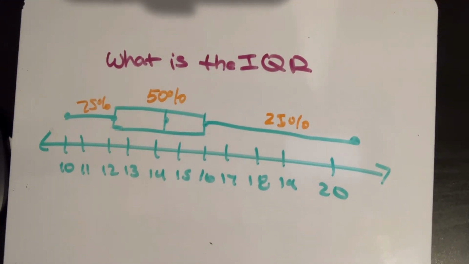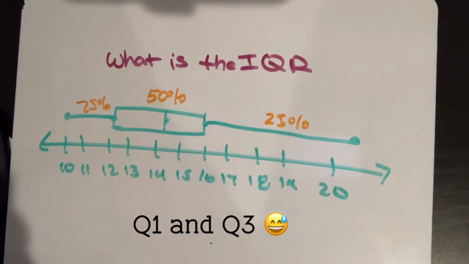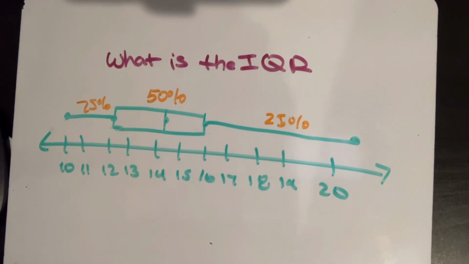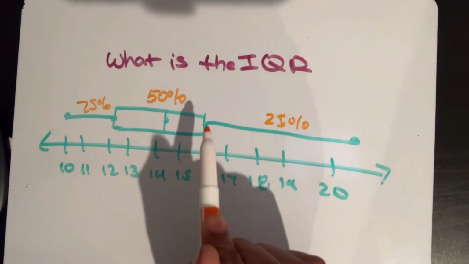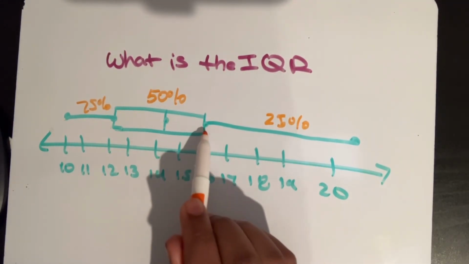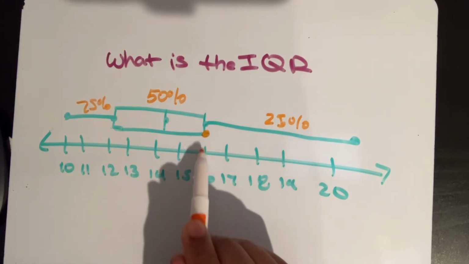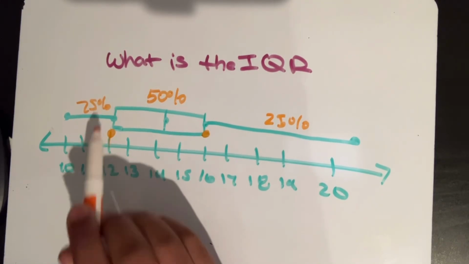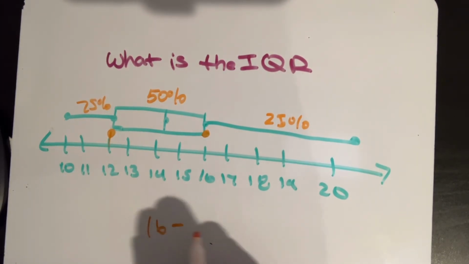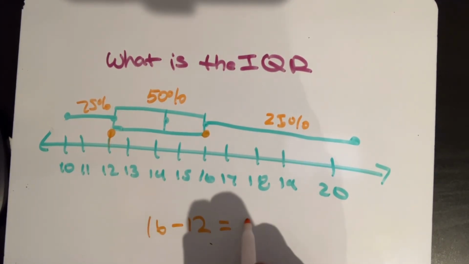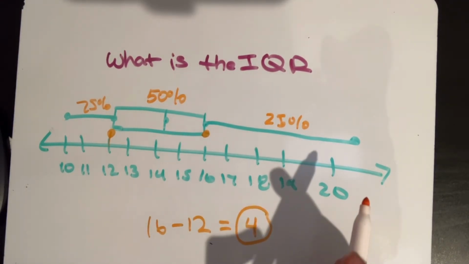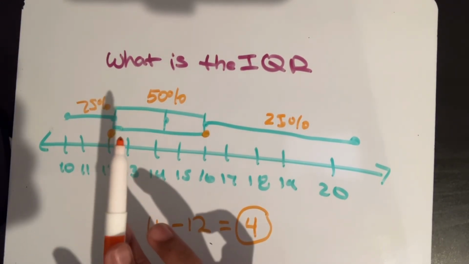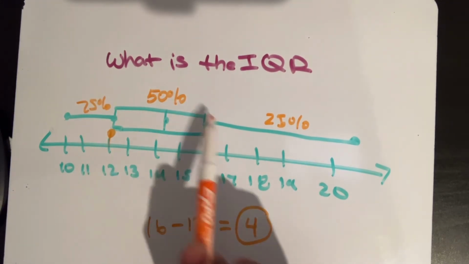Well, we learned briefly at the beginning of the video that the IQR is the difference between quartile 1 and quartile 3. So, we're going to subtract 16, quartile 3, minus 12, quartile 1, and our interquartile range will be 4. The interquartile range can also be known as the distance between the numbers only in the box.